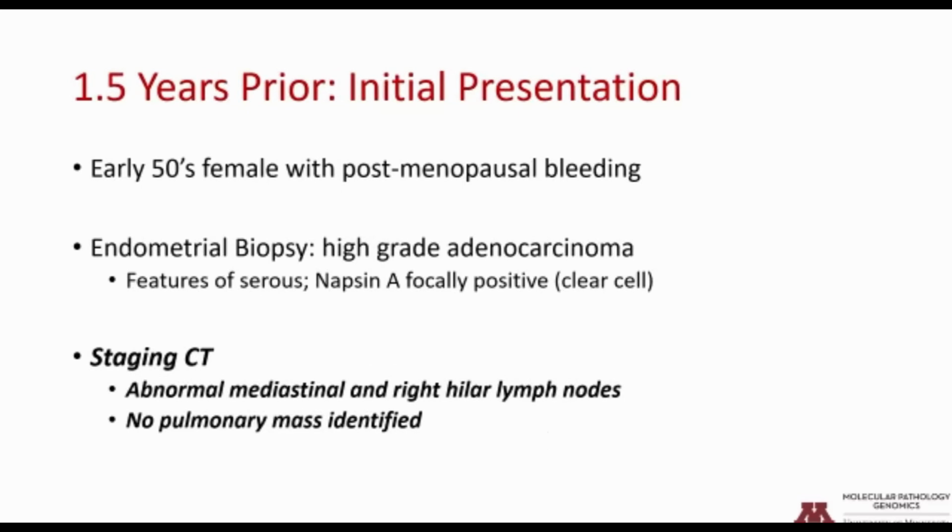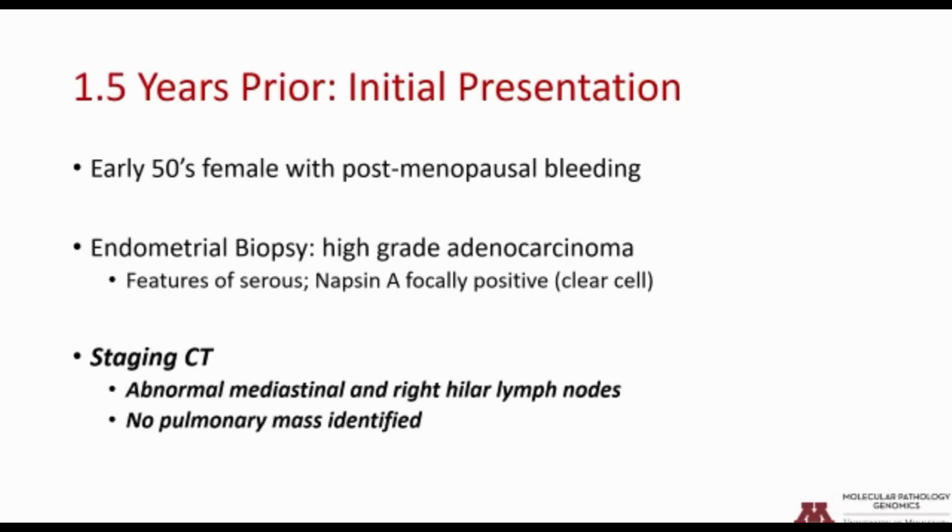So let me tell you a little bit first, though, again, about what I learned as I did a chart review on this patient. She had presented about 1.5 years prior to this note. She was an early 50s female with postmenopausal bleeding, and she had an endometrial biopsy which showed a high-grade adenocarcinoma. Some of these words are taken directly from the path reports. There were features of serous that were noted, and napsin A was focally positive, suggesting perhaps clear cell differentiation.